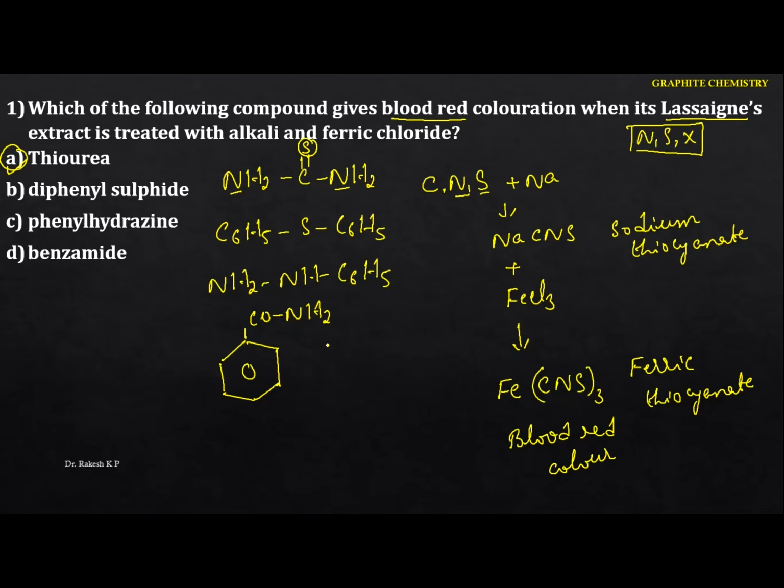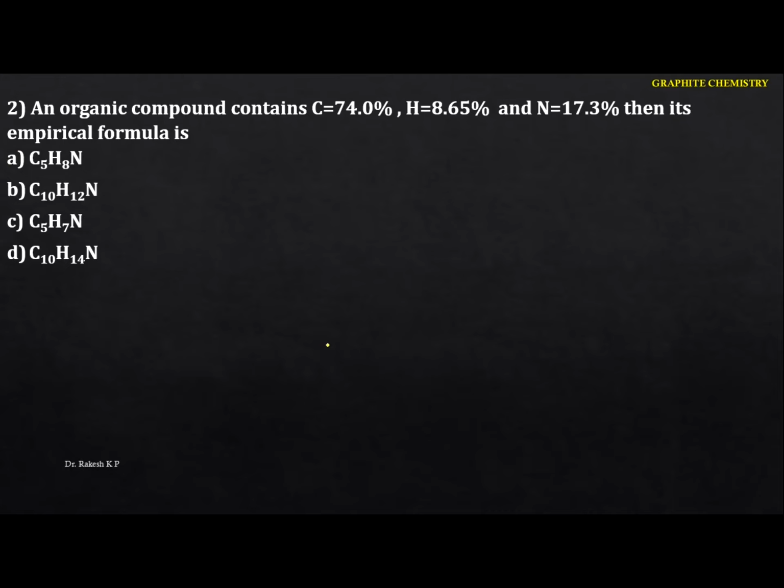The next one. An organic compound contains carbon 74%, hydrogen 8.65%, and nitrogen 17.3%. Then its empirical formula is? They have given the percentage of each element. Carbon is 74, hydrogen is 8.65%, and nitrogen is 17.3%.